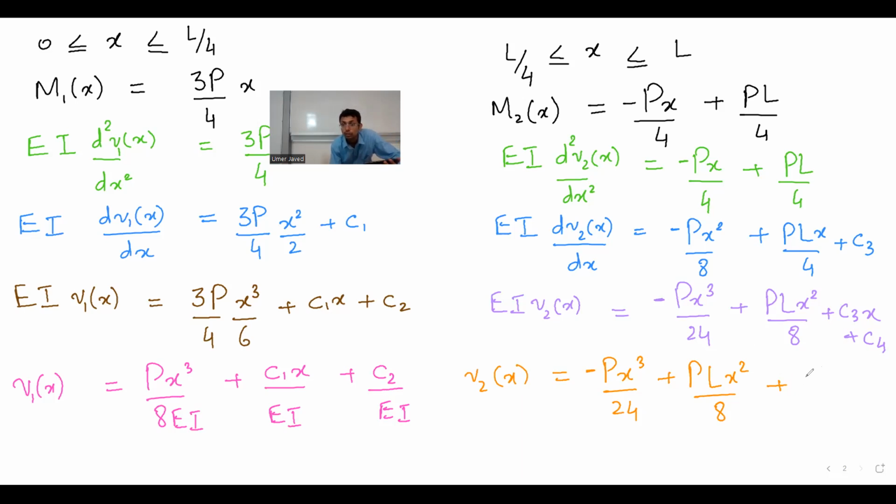Good answer. C3 x plus C4. This is clear to Hassan, right? That we cannot substitute x equal to 0 on this part of the equation, because this is only holding true for L by 4 to L. Yes, please. We didn't put EI yet. We did not? Okay, sorry. For the second part, I think I missed 24 EI.